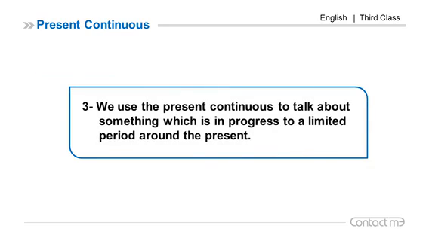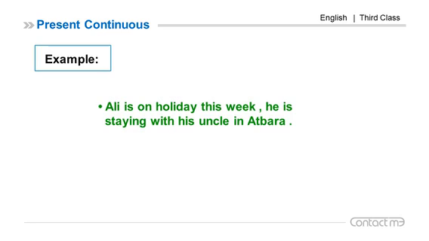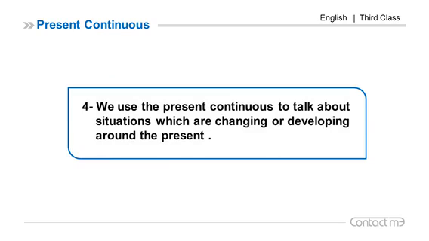Number 3, we use the present continuous to talk about something which is in progress to a limited period around the present, also at present. For example, Ali is on holiday this week. He is staying with his uncle in Adbara. He is staying for a limited time. Is staying, present continuous.